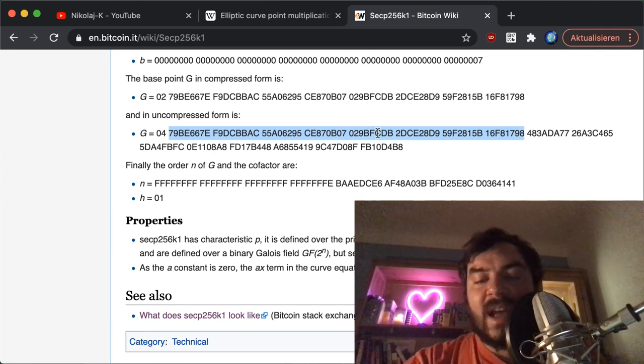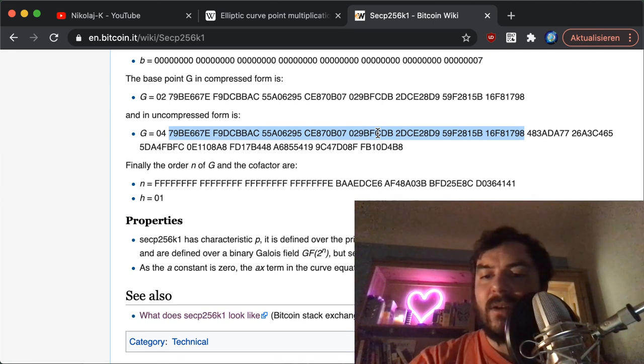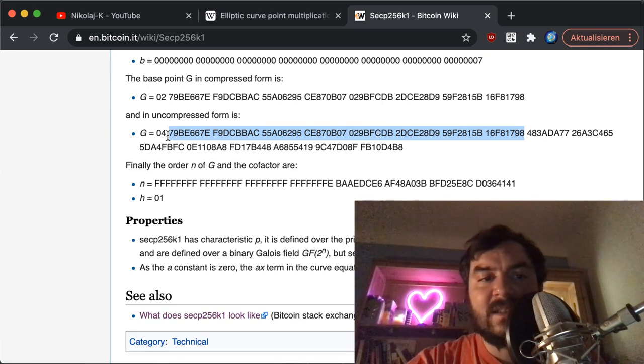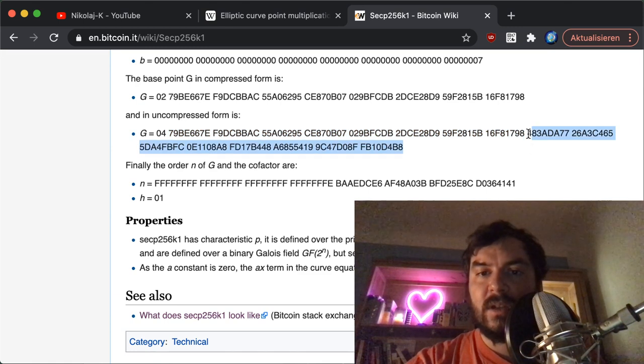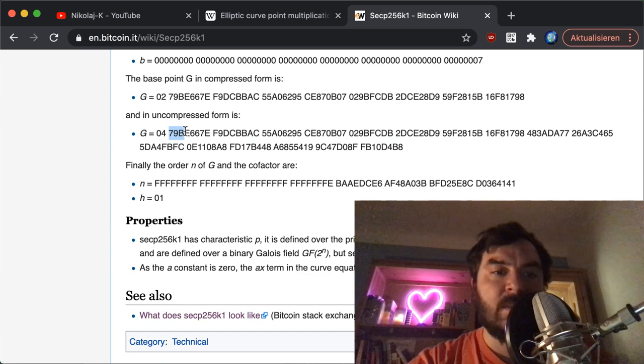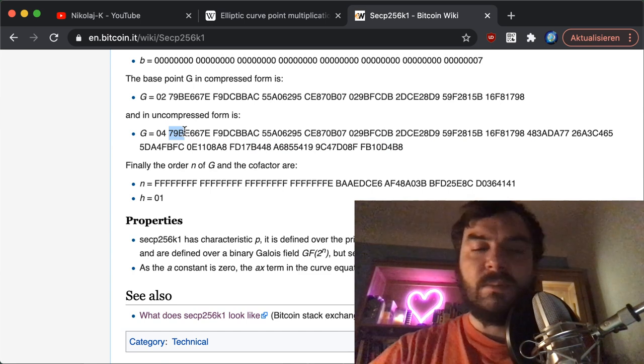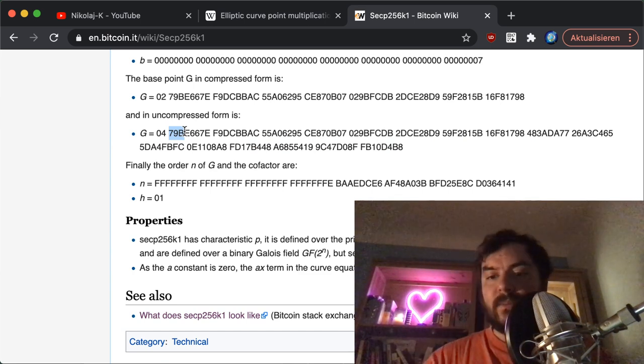So this is not very nice to read for us because we use the decimal representation, just 10 characters and not 16. But nonetheless, this is just some number. This is the x coordinate, and this is the y coordinate of this point. Okay, so in hexadecimal representation, it starts with 7, 9b, blah blah blah. This is just a point on the curve.